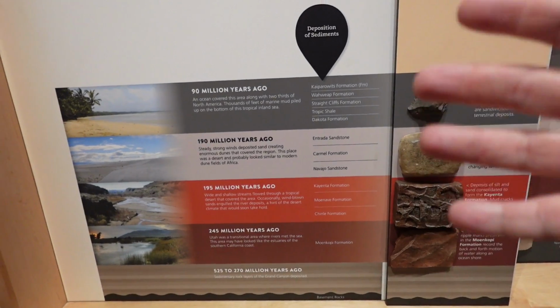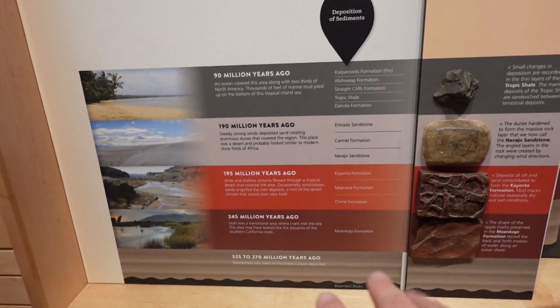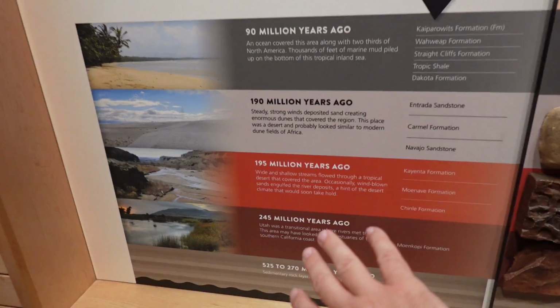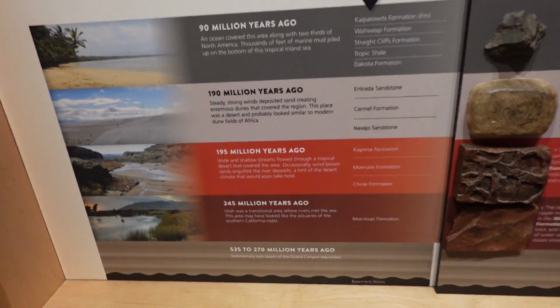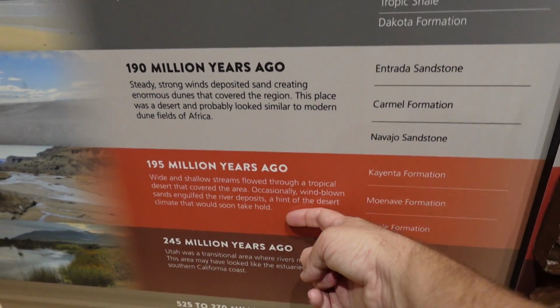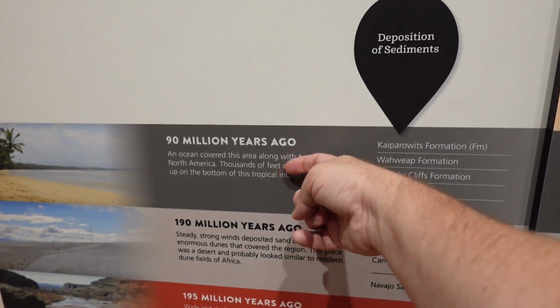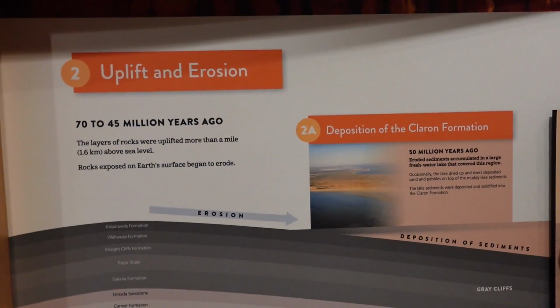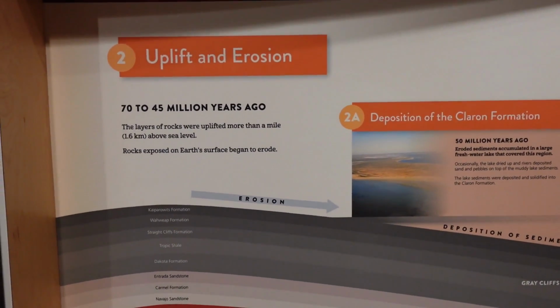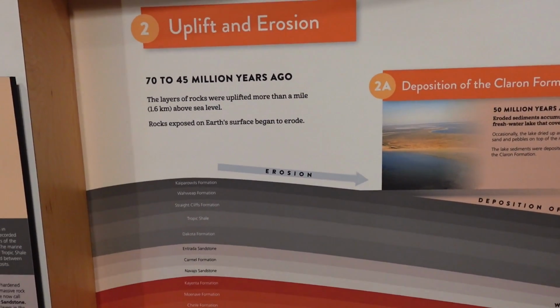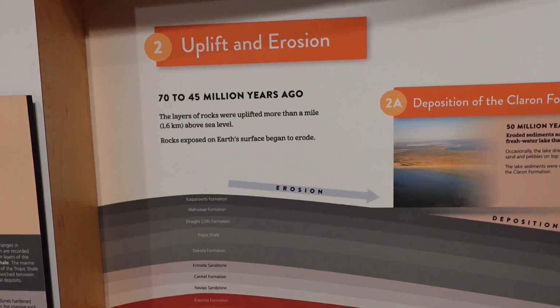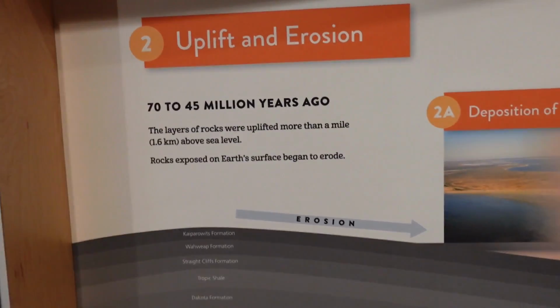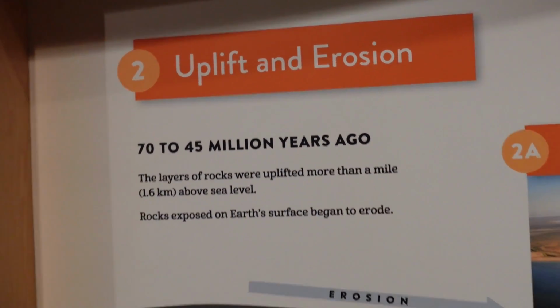But basically what happened in this area is you had a lot of deposition of both terrestrial or land-based type systems, and this was during the time of the dinosaurs. Coming from here all the way up here was all during the time of the dinosaurs, and something drastic started occurring about 70 million years ago. You had what was known as a Laramide orogeny, and you had the uplift of the Colorado Plateau as a whole, and that occurred from 70 to 45 million years ago.